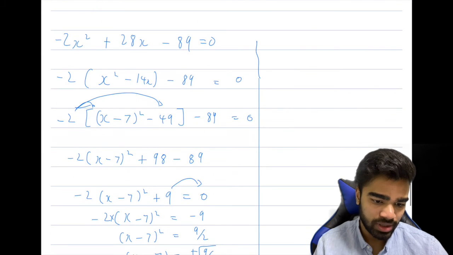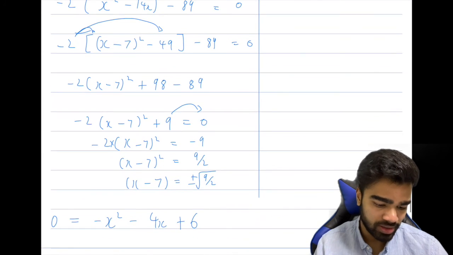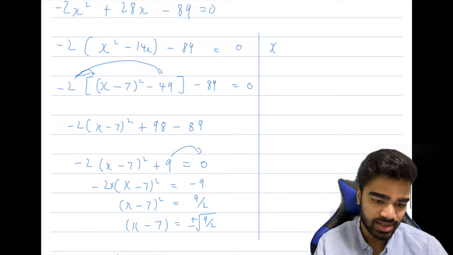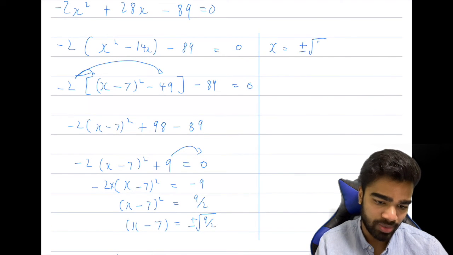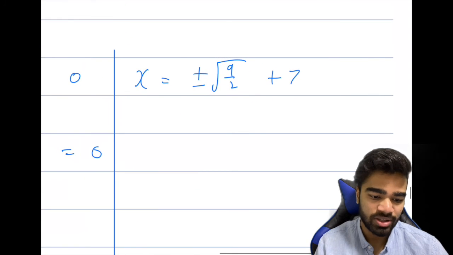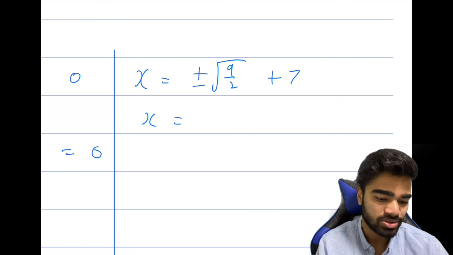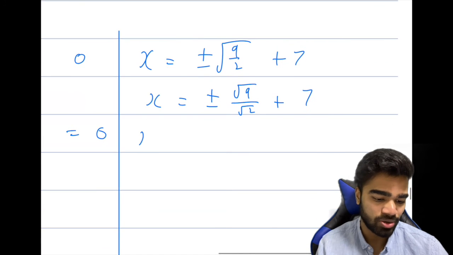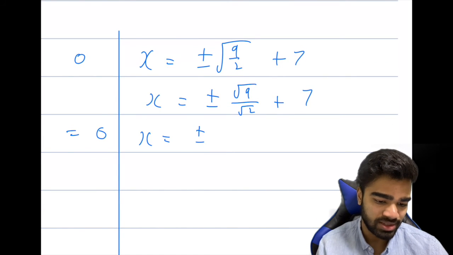Let's keep going. Then what you're going to do is take 7 to the other side. So you have x is equal to plus or minus square root of 9 on 2, plus 7. Now you might be saying, okay, we can simplify that fraction a little bit. So what we talked about before, you can write this as plus or minus root 9 over root 2, because of that third law we talked about before. So that's going to be the same as x is equal to plus or minus 3 over root 2 plus 7.